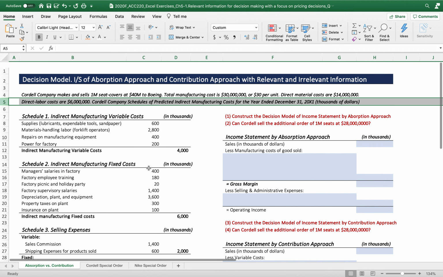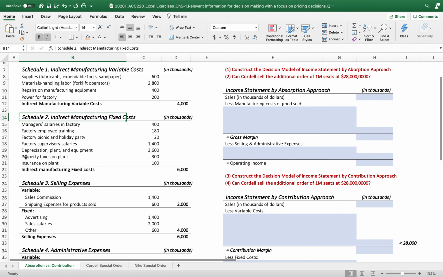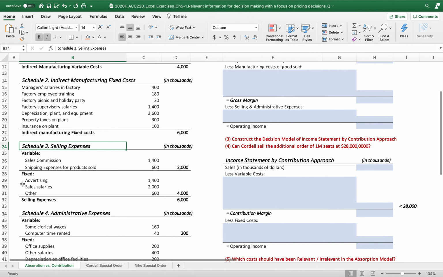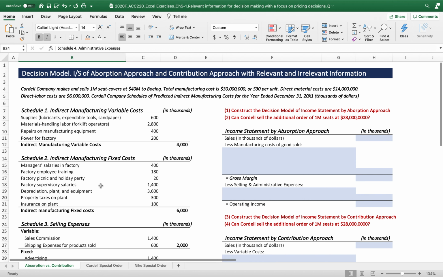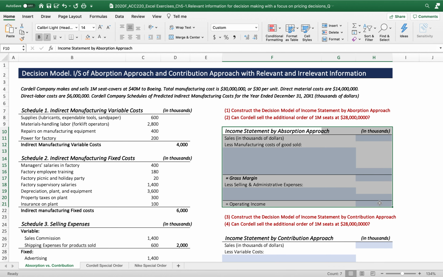Let's just scan the information from Schedule 1, indirect manufacturing variable cost and indirect manufacturing fixed cost, and Schedule 3, the selling expense and administrative expense. As we discussed in class, we can make an income statement by the absorption approach, segmented by manufacturing cost of goods sold, including all the manufacturing cost, and include the selling and administrative expense, fixed or variable. Anyway, that is the absorption approach used in financial accounting.